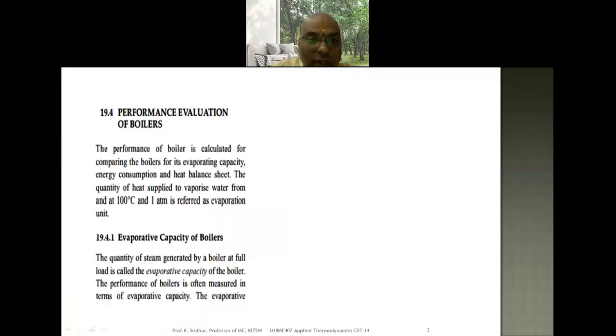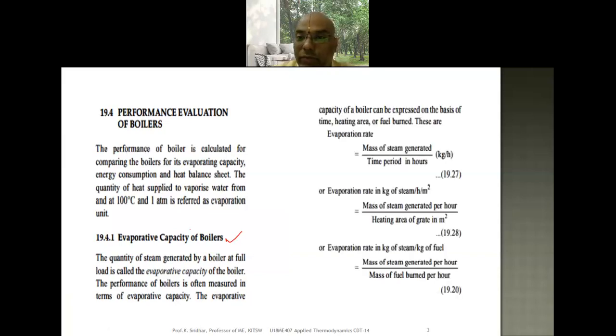Here we will discuss the first one, known as the evaporative capacity of the boilers. How can we define the evaporative capacity? It is the quantity of steam generated by the boiler at full load capacity. The boiler is basically meant to produce steam, so at full load condition, how much steam is generated by the boiler is known as the evaporative capacity.